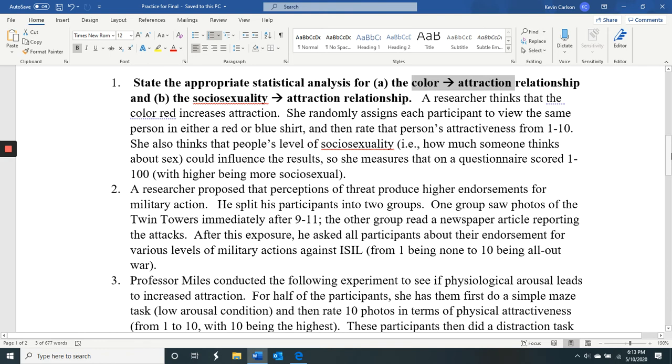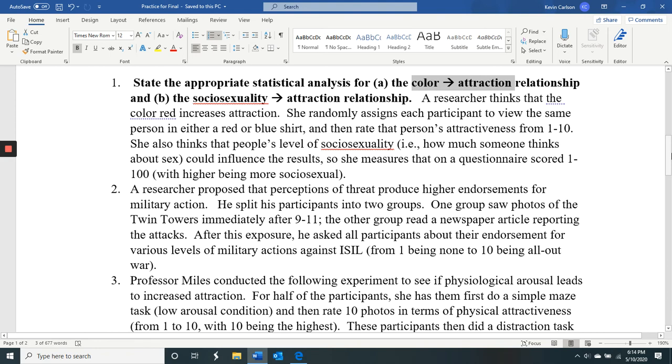Color in terms of research design is also between subjects. You see red or blue, you don't see both. And then attraction is 1 through 10, it's interval. So we have a between subjects design, red or blue, 2 levels of a nominal variable, and we're relating it to interval level measurement, attraction.